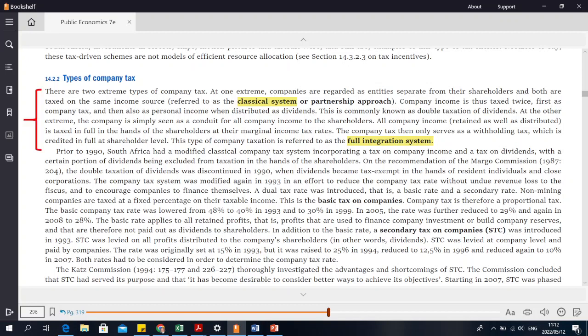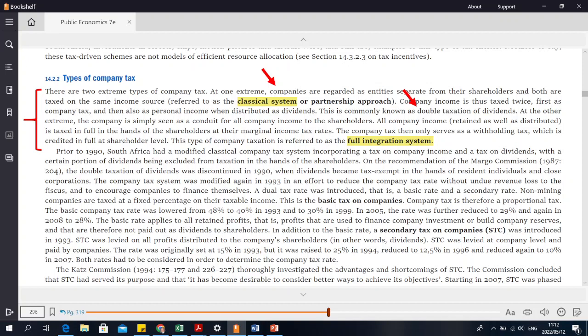Okay, important. Just the first paragraph of 14.2.2, the difference between the classical system and the fully integrated system. So what did we have in the past? In the past, companies were regarded as entities separate from their shareholders, and both were taxed on the same income source. So the owner of a company was taxed on all his income from all sources, so he would perhaps get a salary, but he would also take home some of the profits of the company, and in the PIT system he would be taxed at the full rate. And the company was seen as a different entity, and it was also taxed. So that means the company was taxed twice, and that's double taxation.